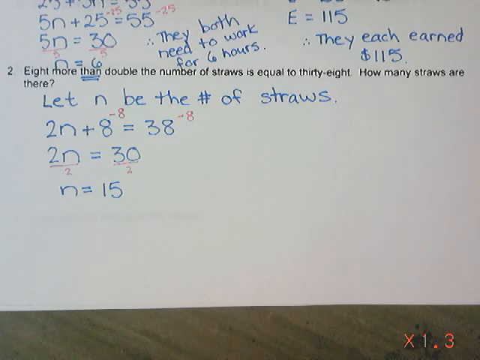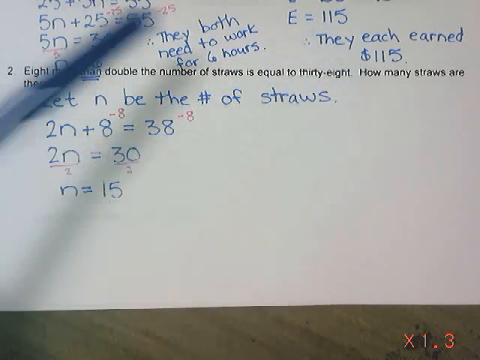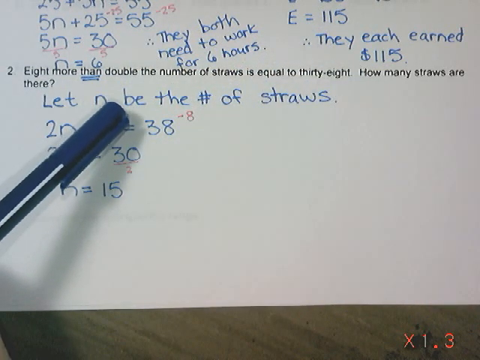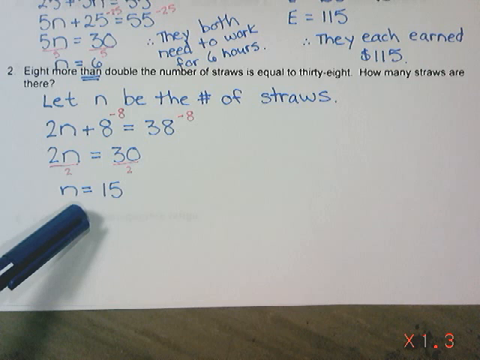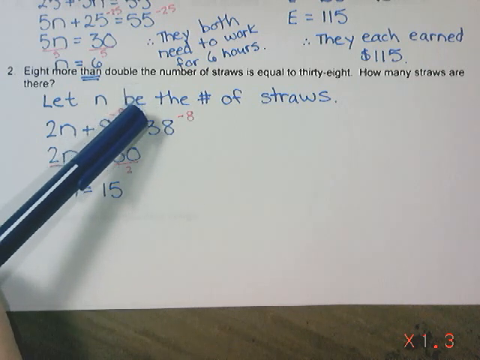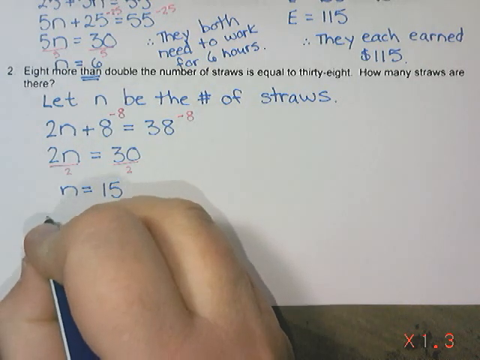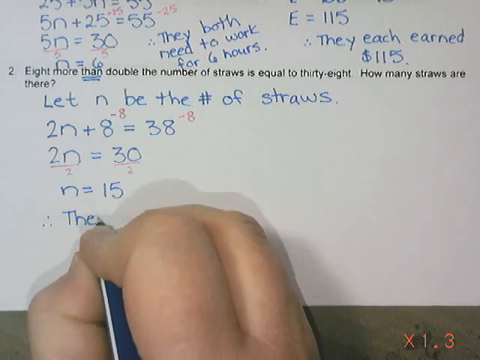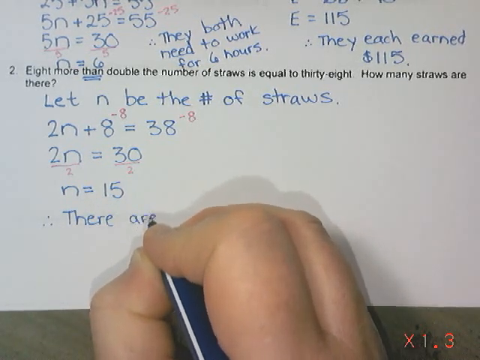So the last thing I need to do is write a sentence to answer the question. The question said, how many straws are there? And we let n be the number of straws. So if n is 15, that means there are 15 straws. So I'm going to say, therefore, there are 15 straws.